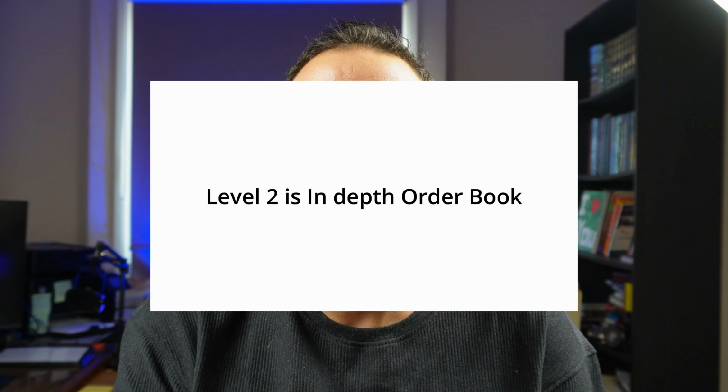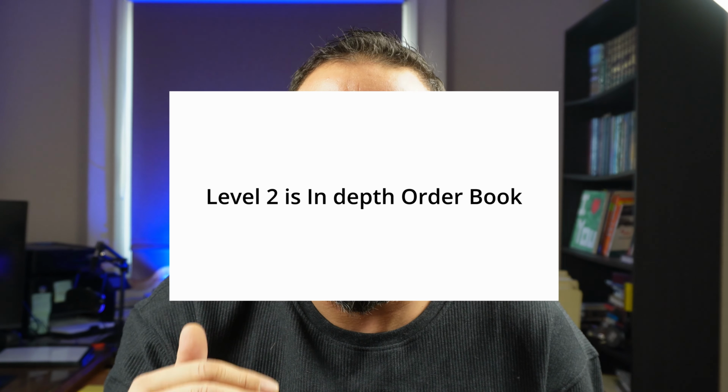So what is level 2? Level 2 shows you an in-depth order book. It shows you the buyers and the sellers, at what price and the order sizes. It shows you a complete order book. Also, it shows you the time and sales. That's a brief, simplified definition. So let's get on the screen and show you what level 2 looks like.